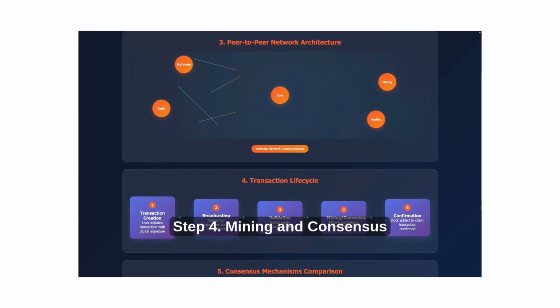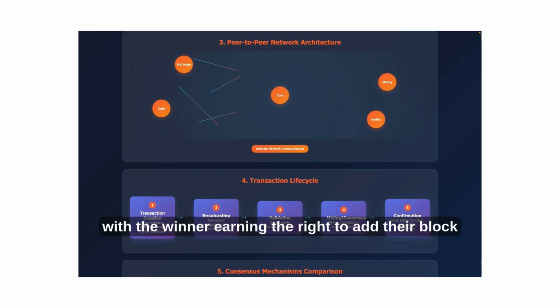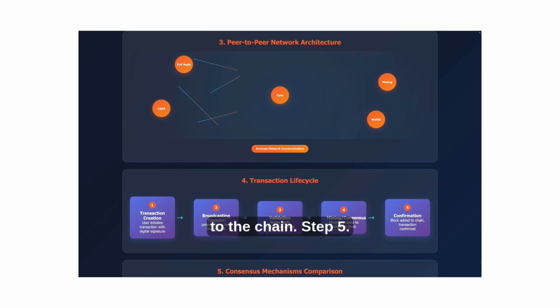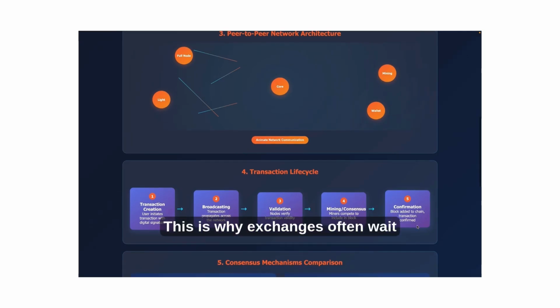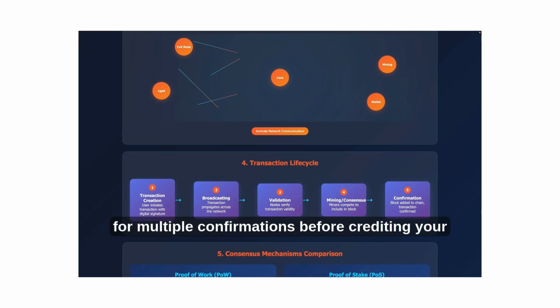Step 4. Mining and consensus. Validated transactions wait in the memory pool until miners select them for inclusion in the next block. Miners compete to solve cryptographic puzzles, with the winner earning the right to add their block to the chain. Step 5. Confirmation. Once a block is added and accepted by the network, the transaction is considered confirmed. Additional blocks built on top provide extra security. This is why exchanges often wait for multiple confirmations before crediting your account.